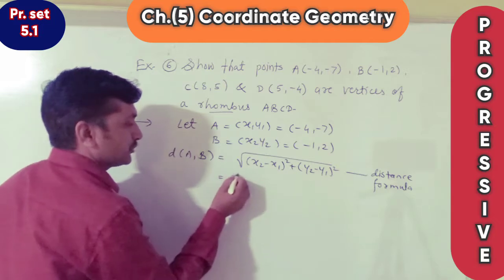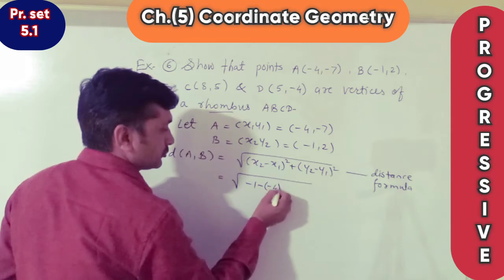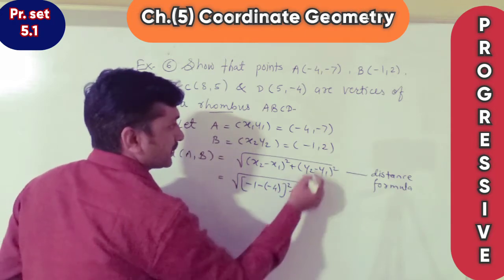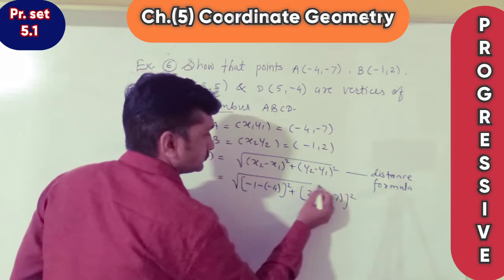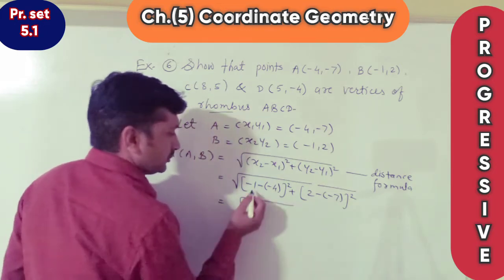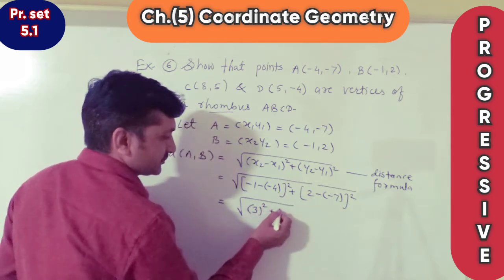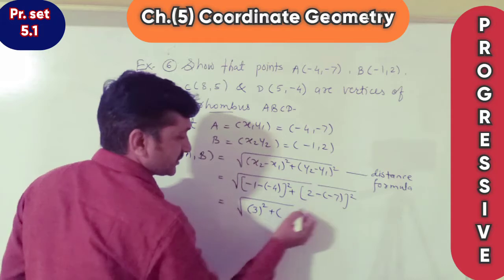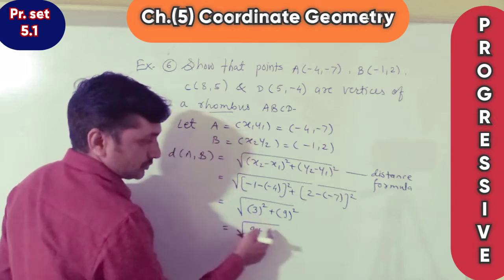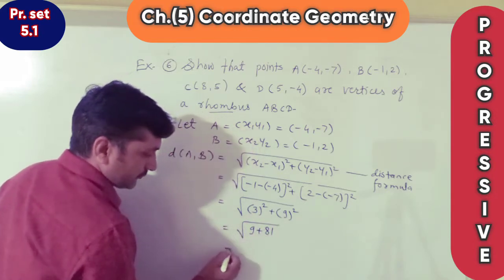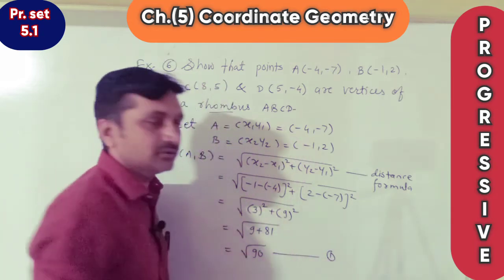Now put values. Square root of (x2, which is -1, minus x1, which is -4) bracket square plus (y2, which is 2, minus -7) bracket square. Square root of (-1 + 4) which is 3, bracket square, plus (2 + 7) which is 9, bracket square, is equal to square root of 9 plus 81, which is square root of 90. Distance AB is root of 90. Give here number 1.